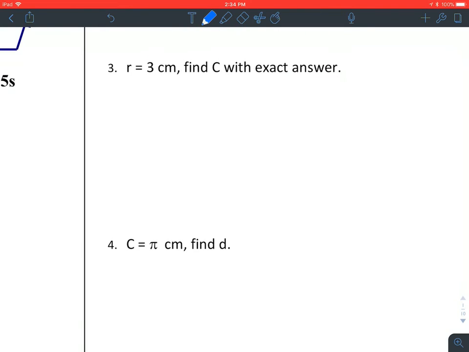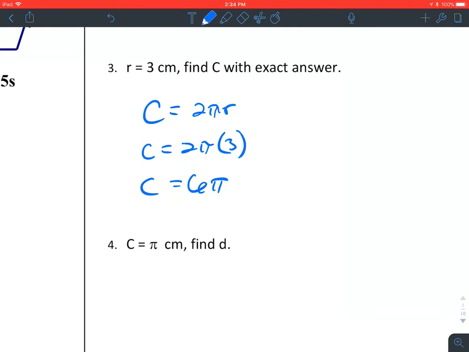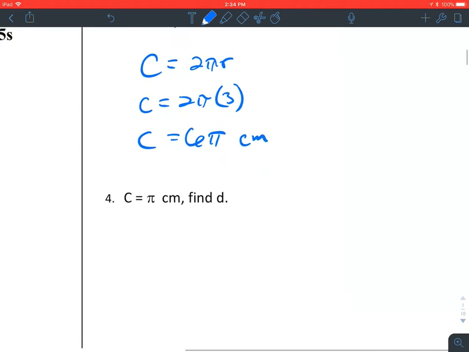Number 3. The radius is 3 centimeters. Find the circumference with an exact answer. Circumference is 2 times pi times r. Replace r with 3. An exact answer means we're going to have pi in it. No decimals, no rounding. You could have a decimal, but nothing that's rounded. So the circumference is 6 pi centimeters. Circumference means perimeter, distance around.